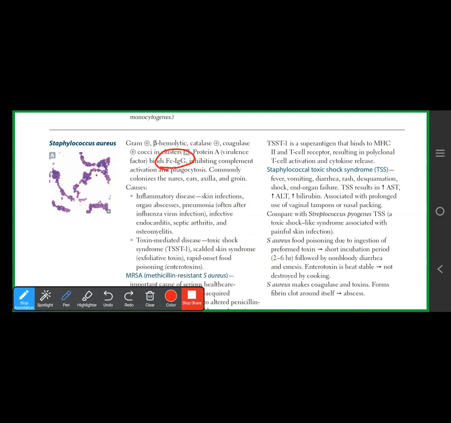So now all you have to know is that this can cause four important diseases. One case scenario we saw was MRSA. It can also cause VRSA, vancomycin resistant staphylococcus aureus, and it can also cause scalded skin syndrome. You also have toxic shock syndrome, and you also have an inflammatory disease.